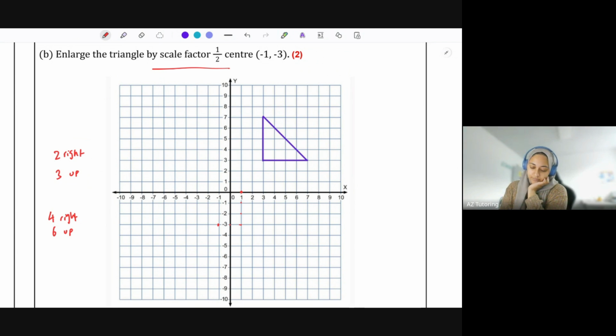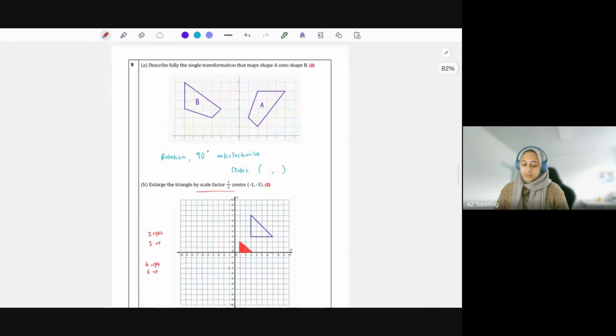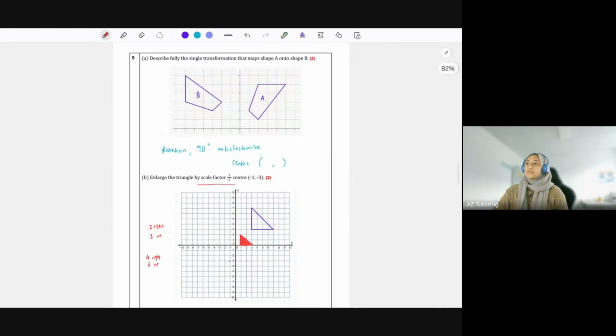Okay. And I know that I don't have to do that with every single point. I know if I'm going to go scale factor half, everything's going to half. So since that's 4 here, I know it's only going to be 2. So it's just going to be 1, 2. Same for this. This is 1, 2, 3, 4. I'm going to half that. It's only going to go 2 upwards. And then I can just join these together with the triangle. And that's my answer. So that's question 9. Let's move over to question 10.